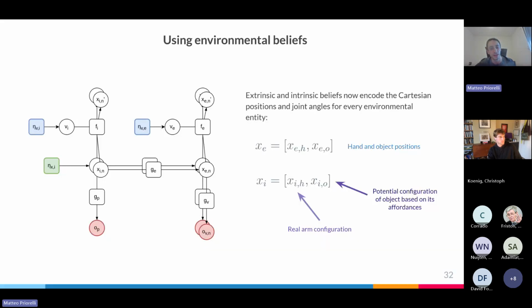So as before, we now add beliefs about the entities of the environment. So in this case, the extrinsic hidden states can encode the hand and object positions, while the intrinsic hidden states can encode the real arm configuration and these potential configurations of the objects based on their affordances and the agent's intentions.